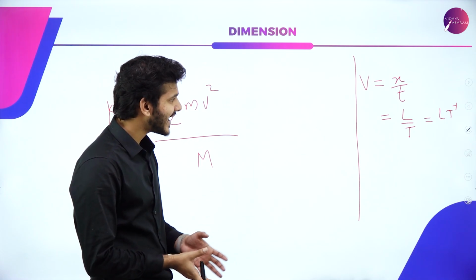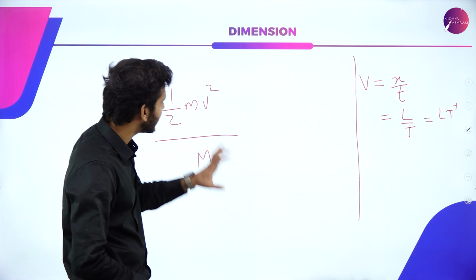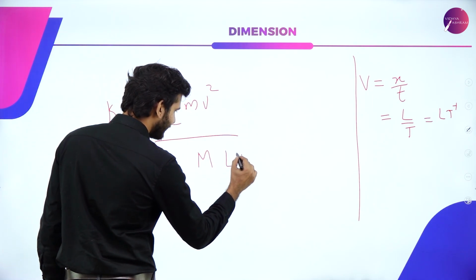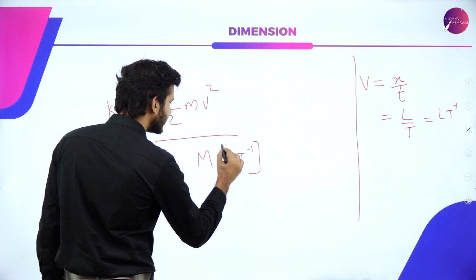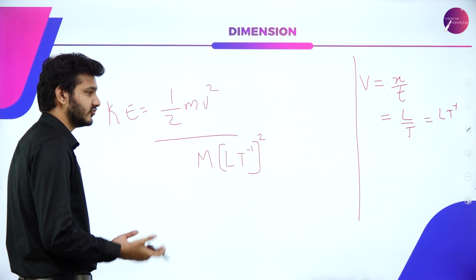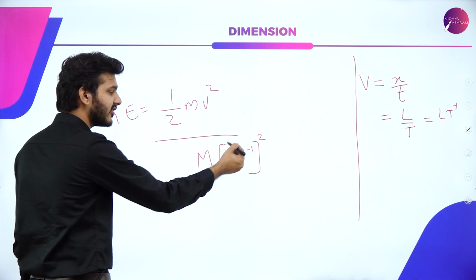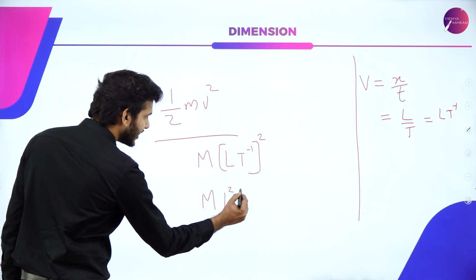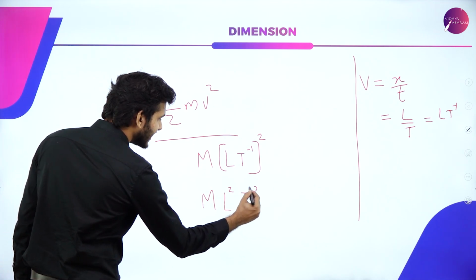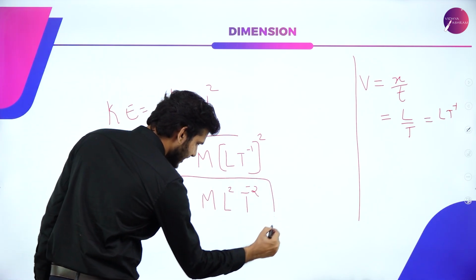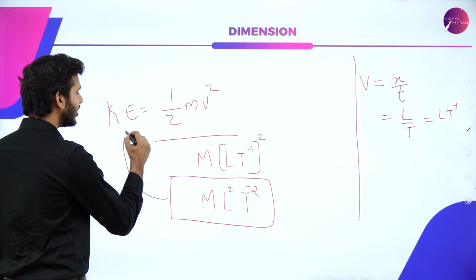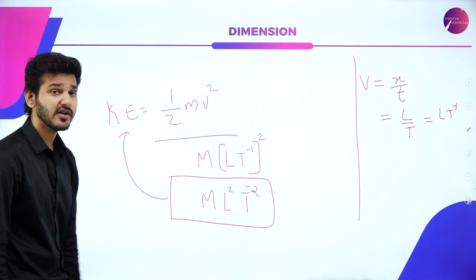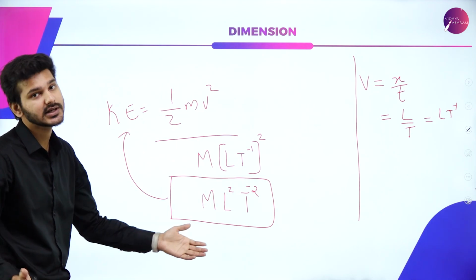So here it is not just LT inverse, it is LT inverse squared. So what do we do? We just do normal mathematics. We take the power inside and then we can write it as M L square T square inverse. So this is the dimensional formula for kinetic energy. We are not worried about the numbers. We are not scared of the powers because we know how to deal with this dimension.